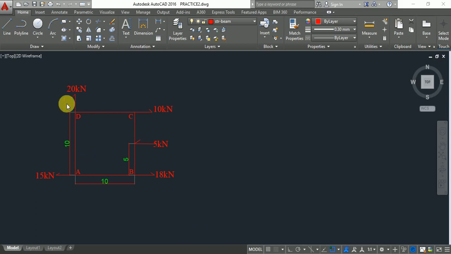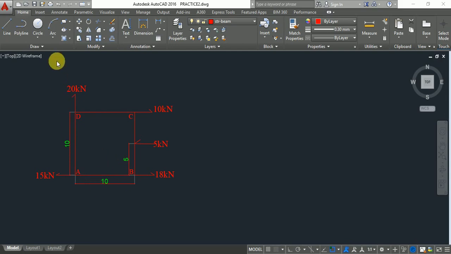Here you can see the drawing. There are four points A, B, C and D. A few forces are acting on this square: 10 kN, 20 kN, 15 kN, 18 kN and 5 kN. In the last class I told you about what a positive moment is, what a negative moment is, and how to calculate the zero moment. There are three types of moments: positive, negative, and zero. When the force passes through the point chosen, the moment becomes zero.